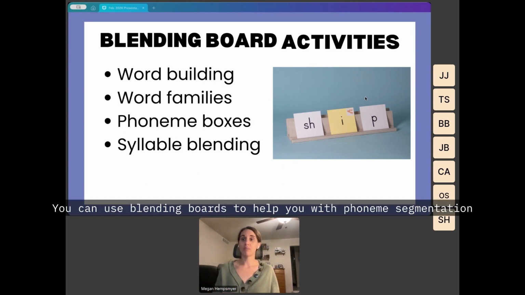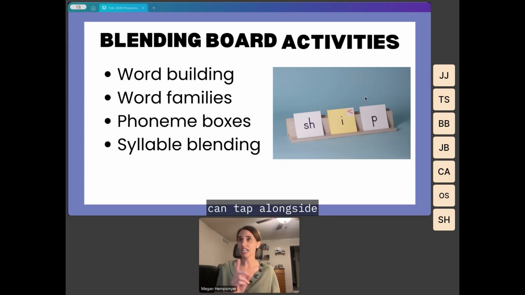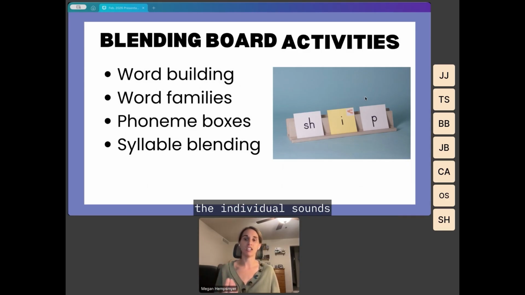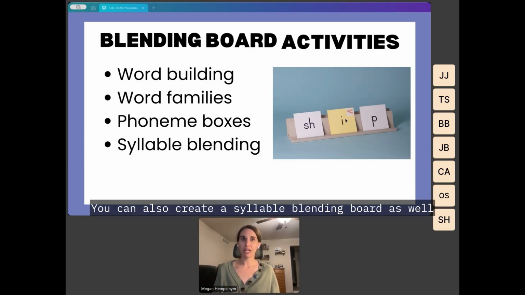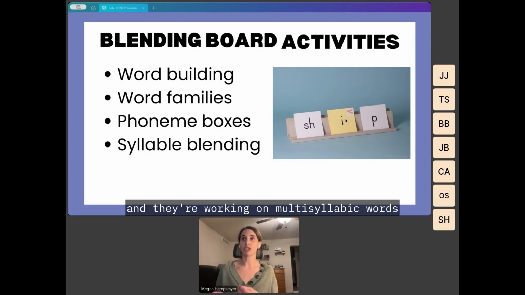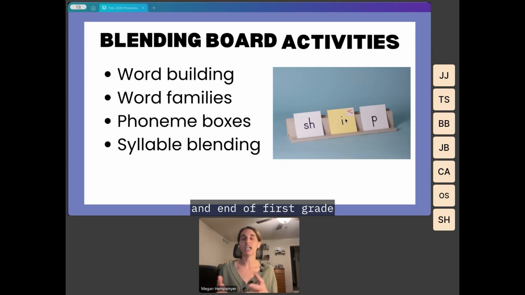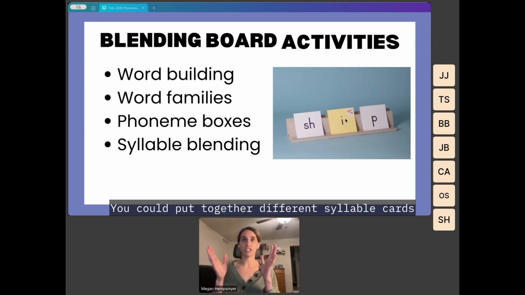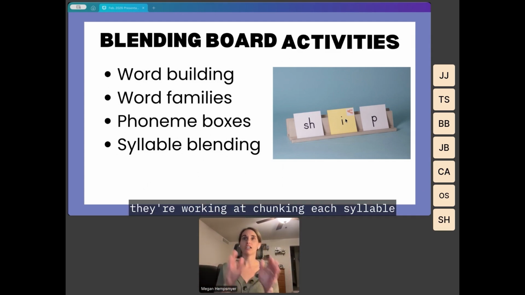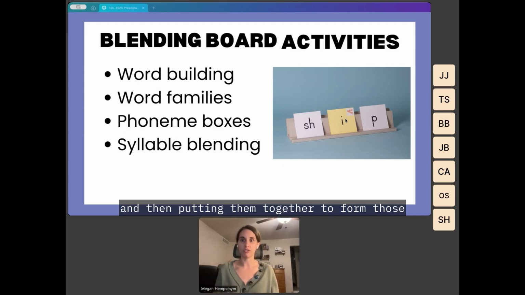You can use blending boards to help you with phoneme segmentation. And so students, again, can tap alongside or underneath the cards to help them with the individual sounds, and then again, bring those back together. You can also create a syllable blending board as well. So when your students are at maybe the second grade level and they're working on multisyllabic words, and end of first grade, you could put together different syllable cards and blend those together. So for like kitten, you would have the two pieces, and then they're working at chunking each syllable and then putting them together to form those.